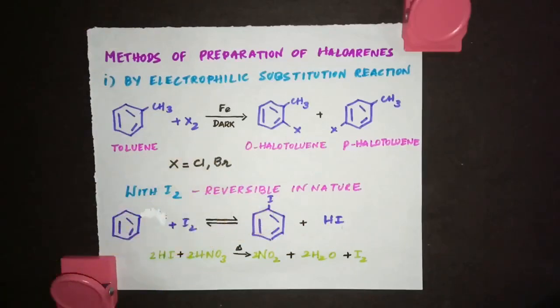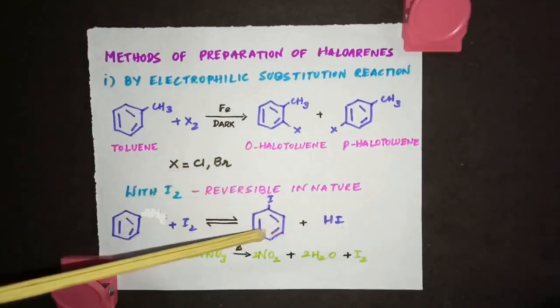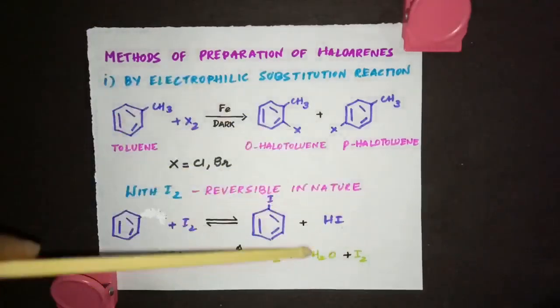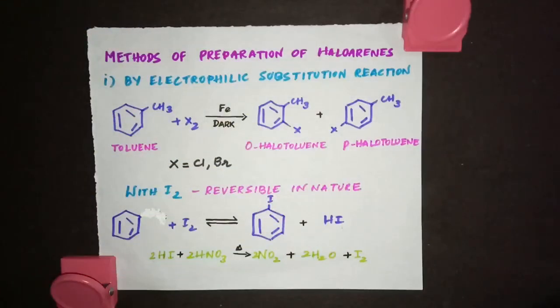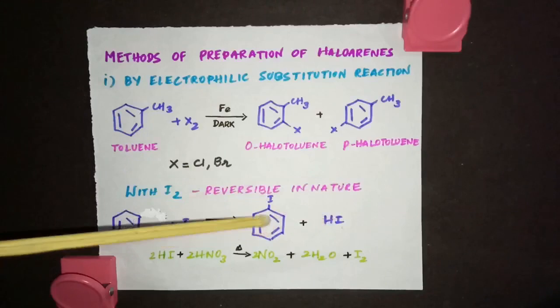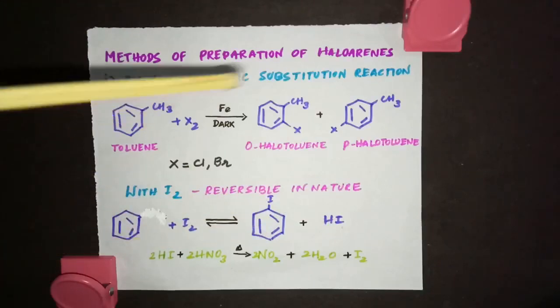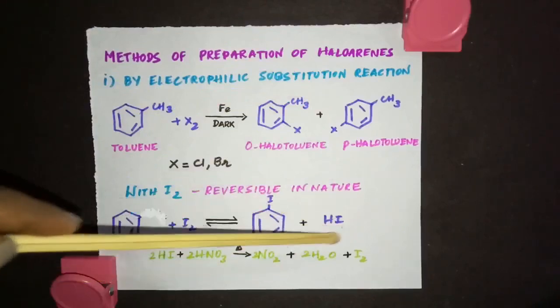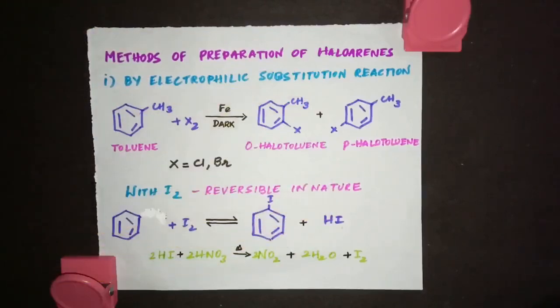What is meant by a reversible reaction? These two products will react again to give back the reactants. So to prevent this reversible reaction, what should be done? This HI which is formed should be removed from the reaction. As long as that HI is available, what will happen? It will react with this product and give back the reactants. So to stop this reversible reaction, we are going to do something to prevent this HI reacting with this iodobenzene.